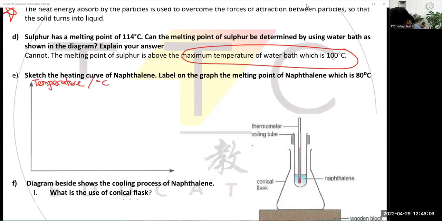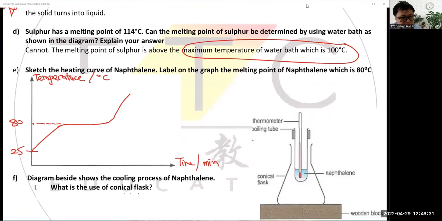And remember to write the unit. This is time, so this is maybe per minute. So this is the temperature going up. So let's say you start with 25. Then you will start at 80 and go up here. So here is 80. Okay, so this is the idea.